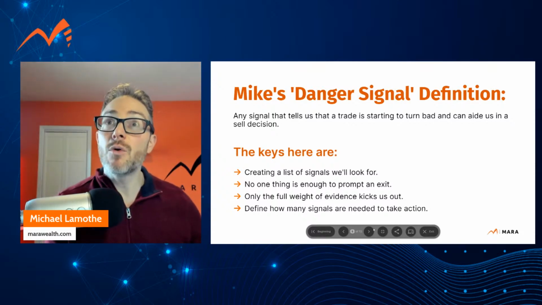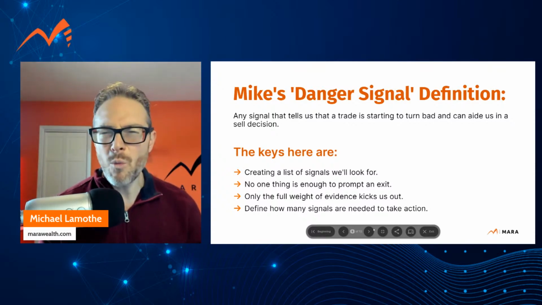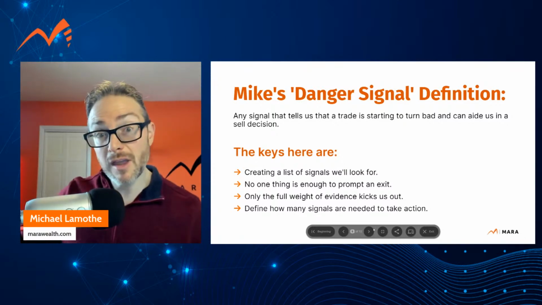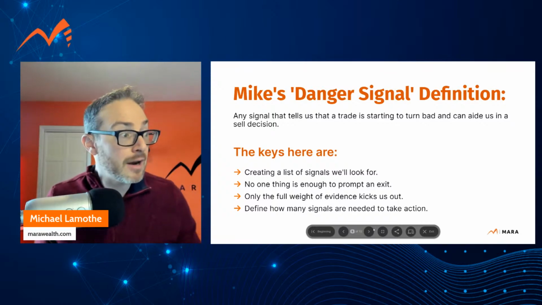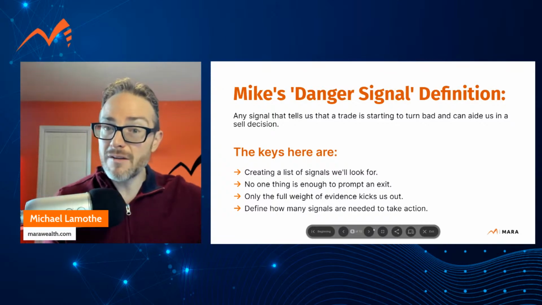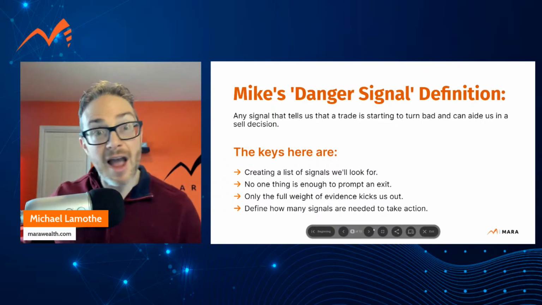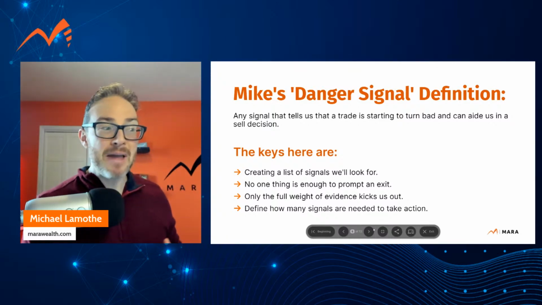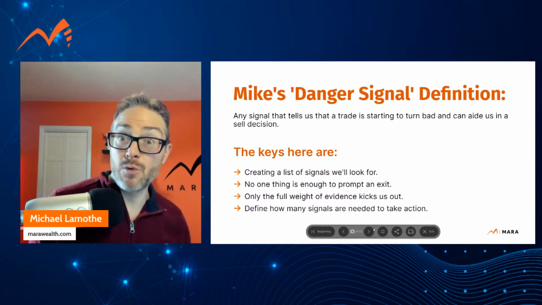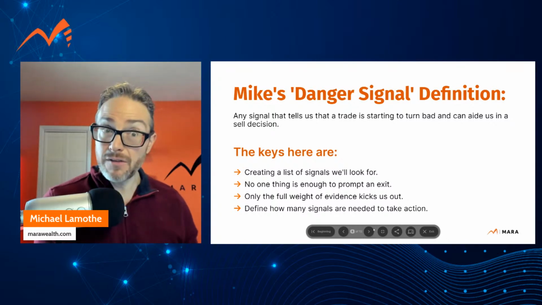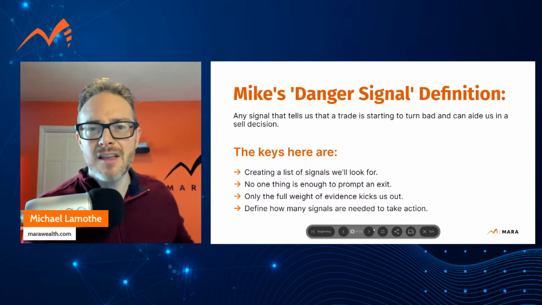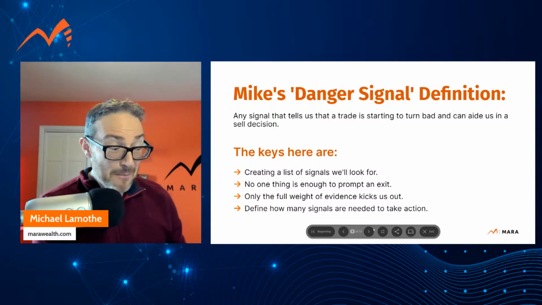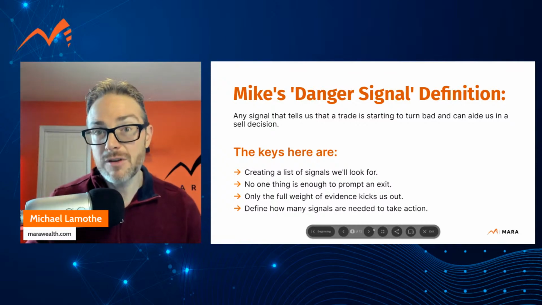Then when you have your list, no one thing on your list is going to prompt an action, period. It's really the full weight of evidence that's going to kick us out of a trade. So we're going to want to define how many signals we're going to need to take an action. Maybe you have a list of 5 or 10 danger signals. Maybe you have a list of 40. You want to figure out how many of those signals it's going to take for you to prompt an action.